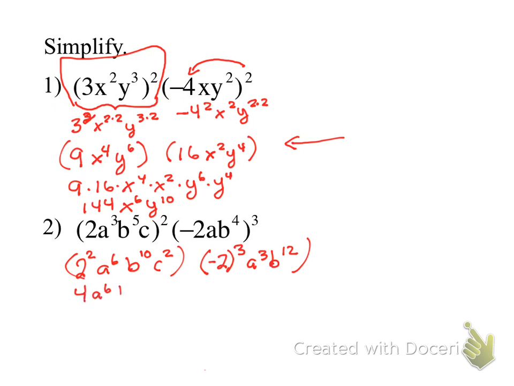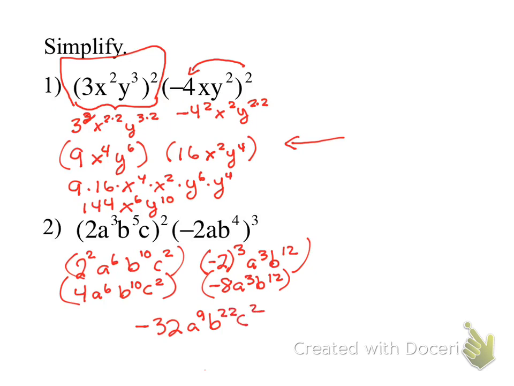4a to the 6th, b to the 10th, c squared. And negative 2 to the 3rd is? Negative 8. Okay, and what did you finish with? Negative 32, a to the 9th, b to the 22nd, and c squared. Perfect. Okay, you guys got it?